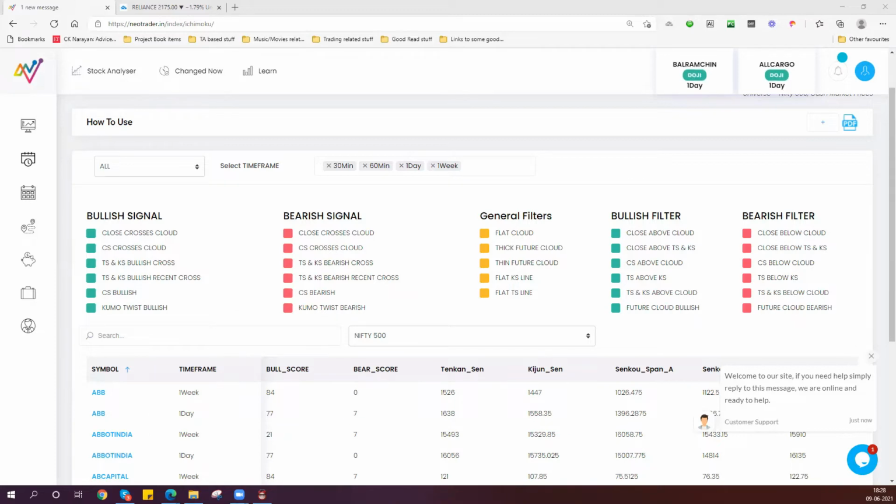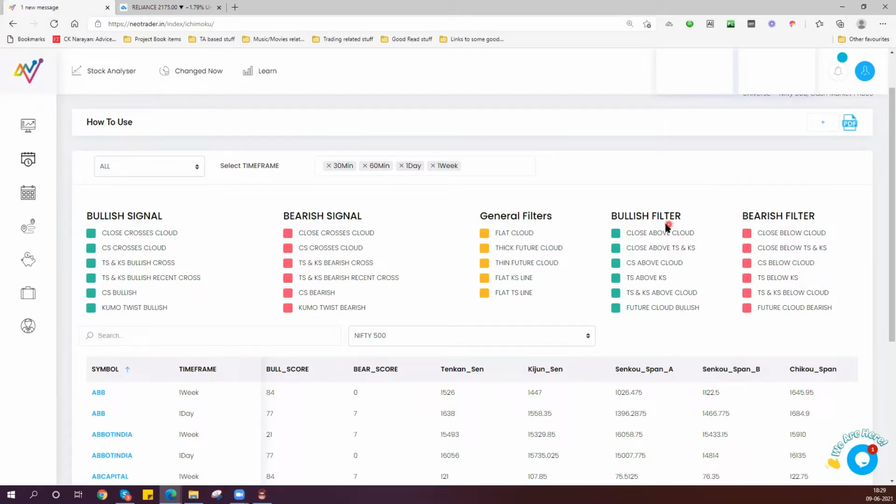Last time we looked at the introductory part of what is Ichimoku and what are the various elements on this page. Now, what I want to highlight to you today is a couple of things: what is the difference between a signal and a filter. So a signal is something which happens today in today's market.